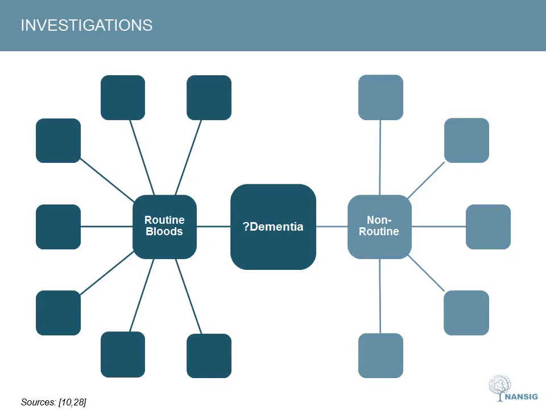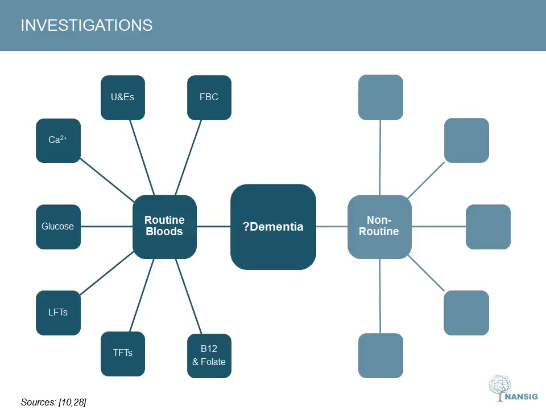On to investigations. NICE guidelines say the following blood tests should be performed as routine for dementia to exclude reversible conditions: full blood count, urea and electrolytes, calcium levels, blood glucose, liver function tests, thyroid function tests, vitamin B12 and folate levels. Additional non-routine investigations should only be performed as clinically appropriate.